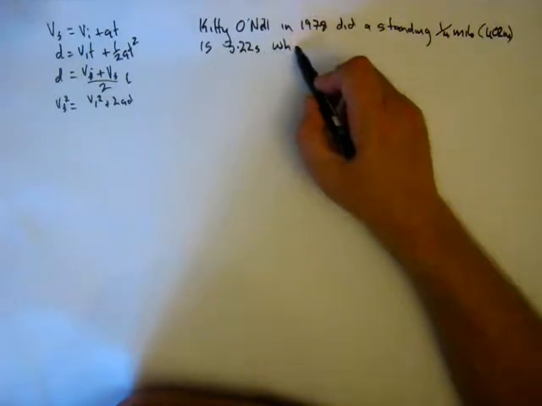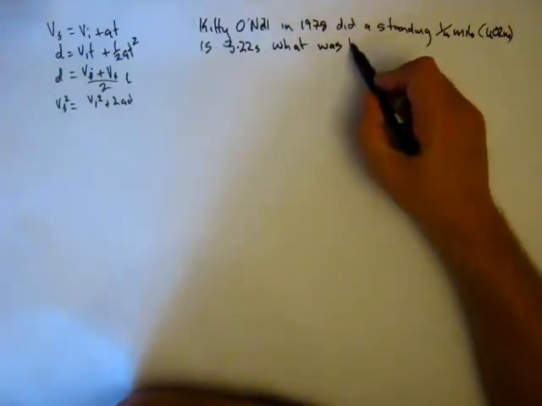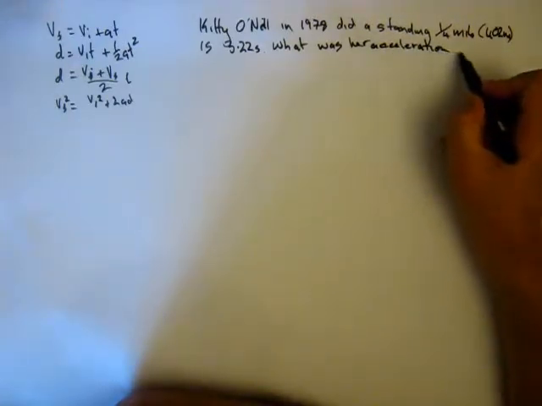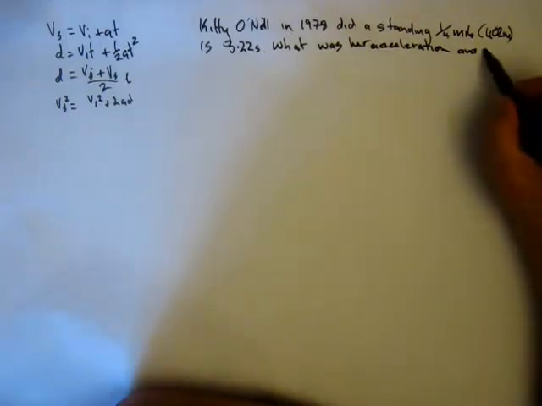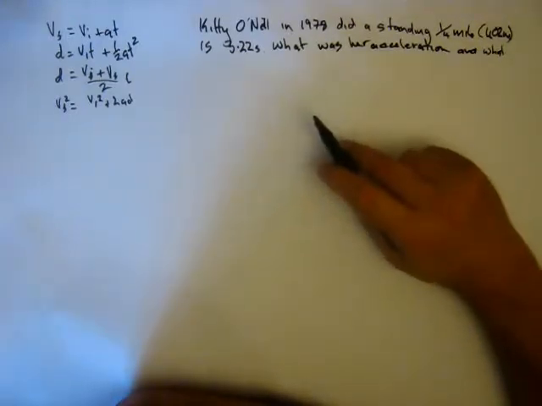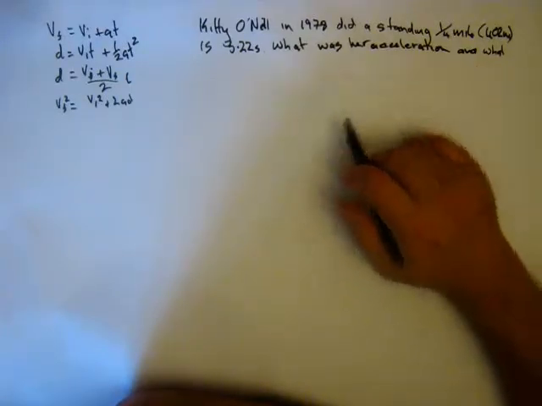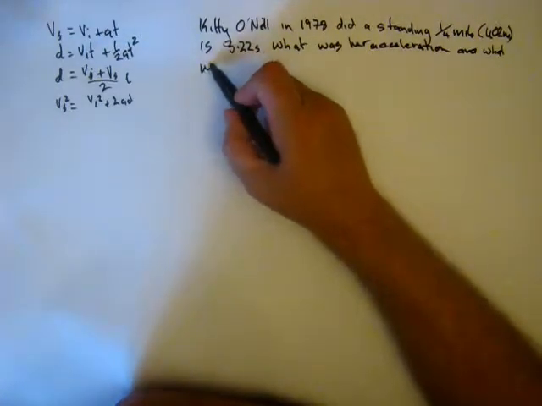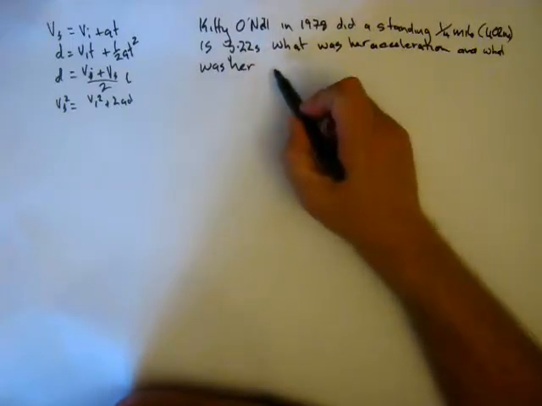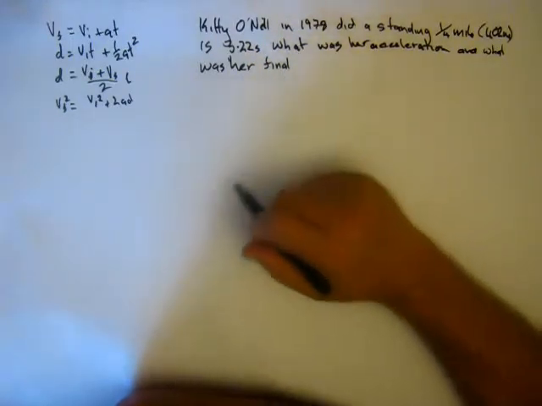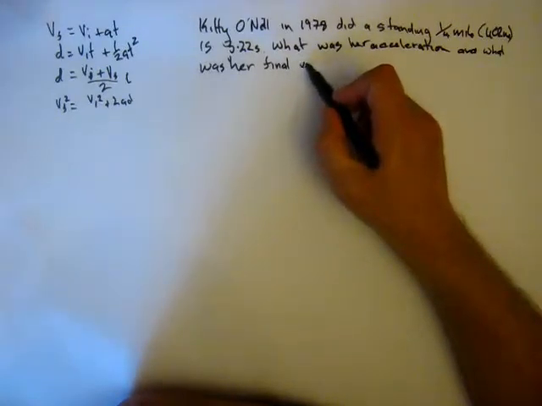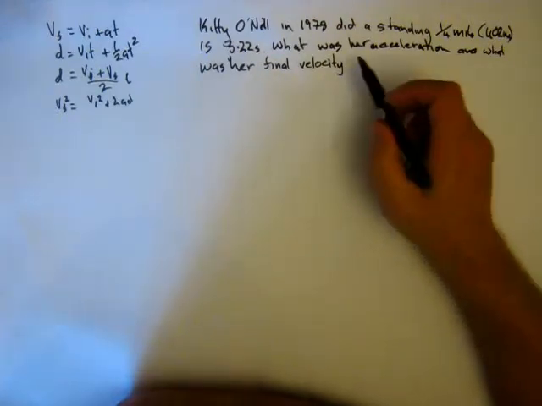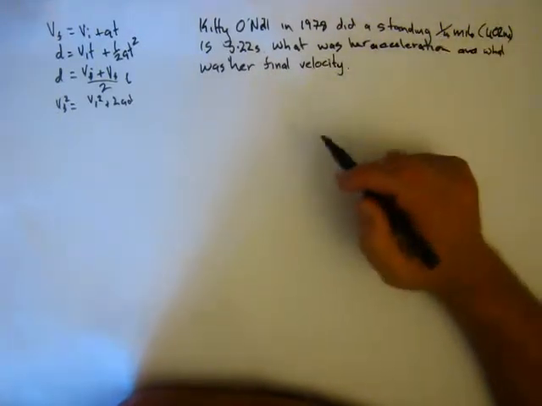What was her acceleration? And what else do we have? Velocity. Standing quarter mile time was her final velocity. We should point out at this point she had the land speed record for a woman as well, and they were trying to get her the absolute land speed record. And what was her final velocity? She was also a very famous Hollywood stunt woman.